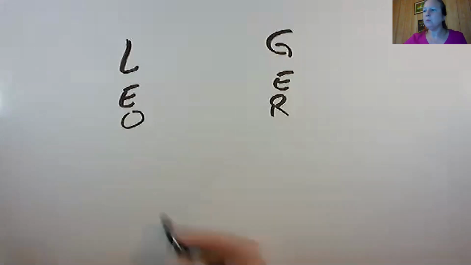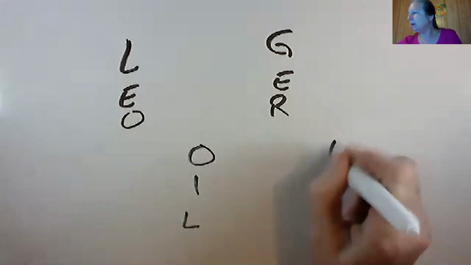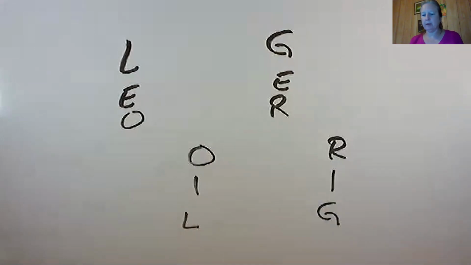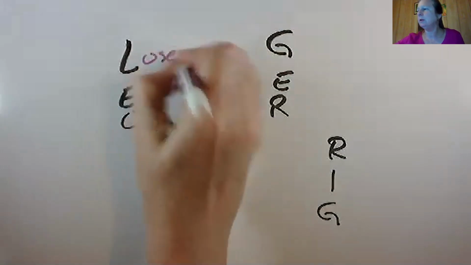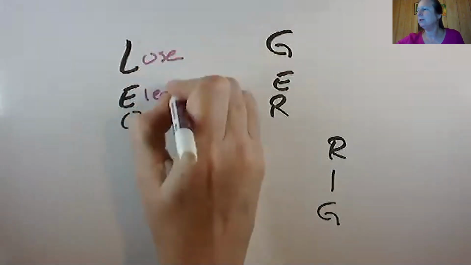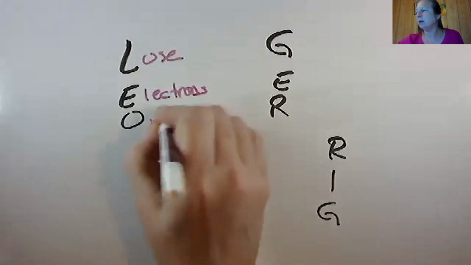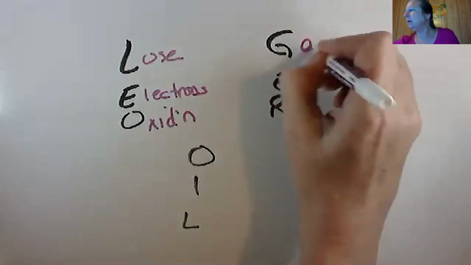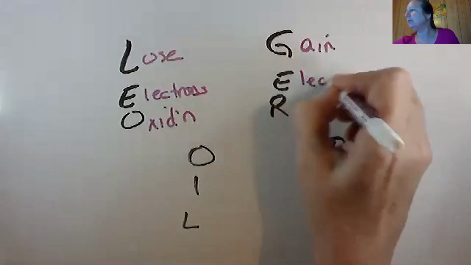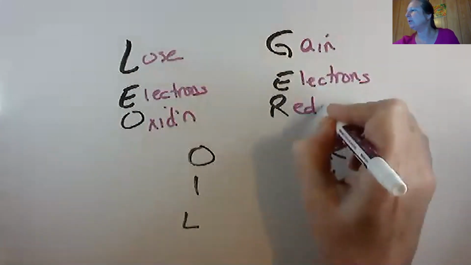And the other one that I have heard of, okay. So the one I learned, Leo, the lion says ger. So lose electrons is oxidation. Oxidation or oxidized. Okay. Gain electrons, it's reduced or reduction.